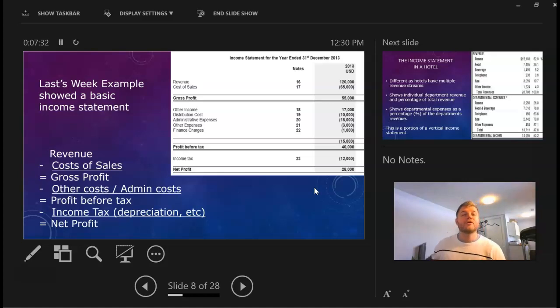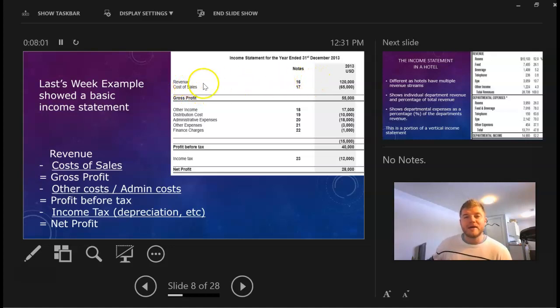Last week's example showed a basic income statement. First of all, we had revenue minus cost of sales. So the cost of sales, this is important to note, it's not an expense like other expenses. Administrative expenses, HR, those kinds of things are expenses, but you can't necessarily tie that to a revenue. Cost of sales is an expense that is tied directly to a revenue.